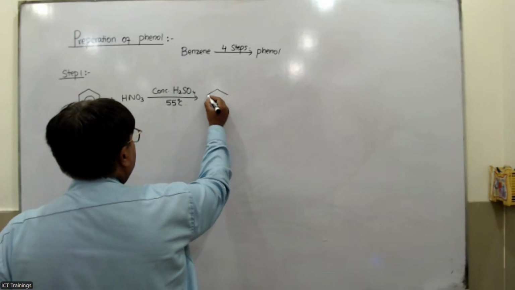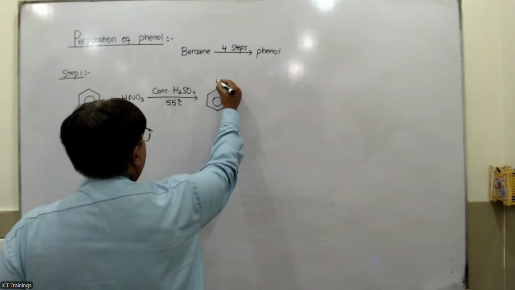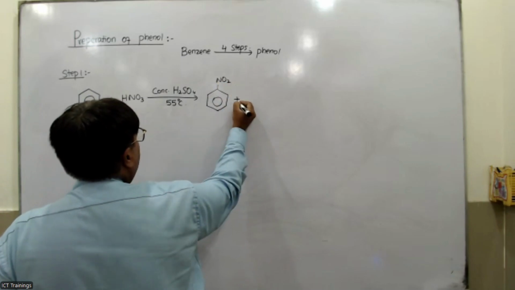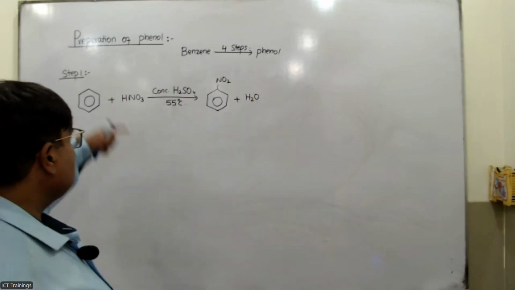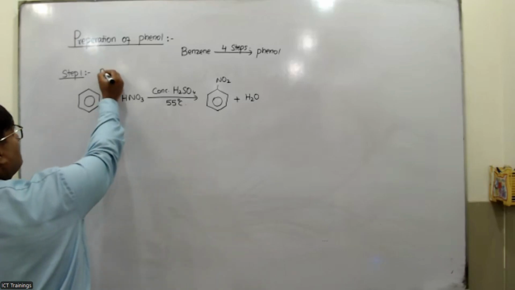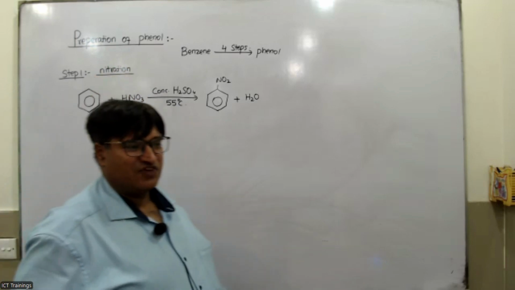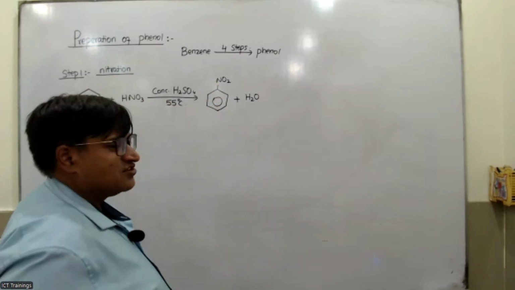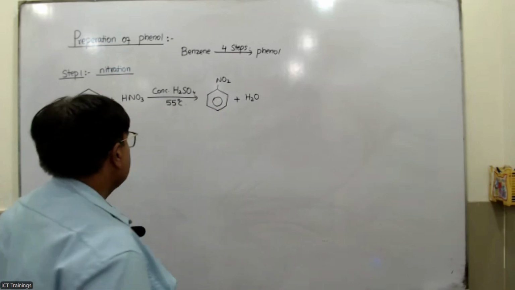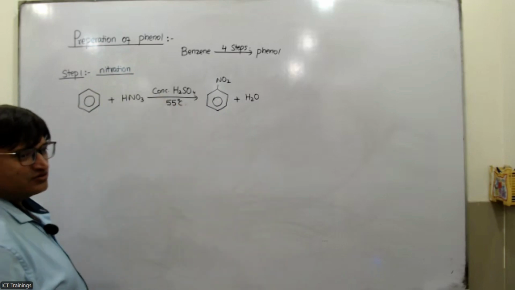We have done this reaction in the benzene chapter. So what would happen? This is the benzene. The nitro group would be attached, and you will get the water. This reaction is also called the nitration reaction. Always remember, when nitro group is attached with the benzene, that is called nitration. So this is the first step: you change the benzene into nitrobenzene.